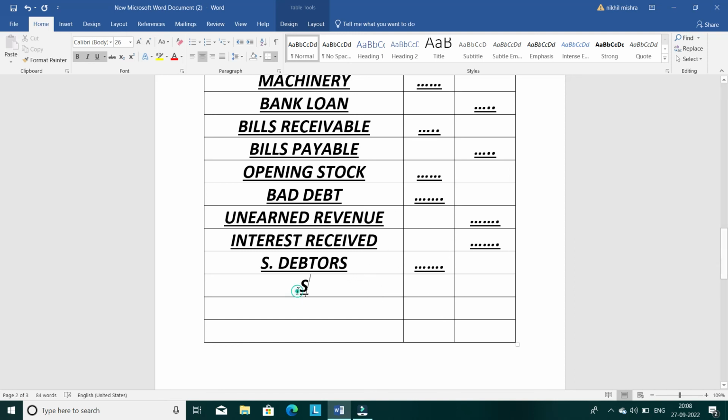Sundry creditors are the persons to whom you have to pay back the money, which means it is a kind of liability. So sundry creditors will be written on the credit side.